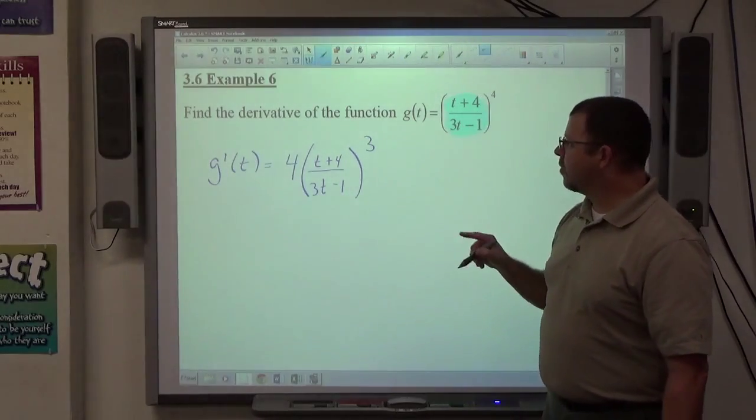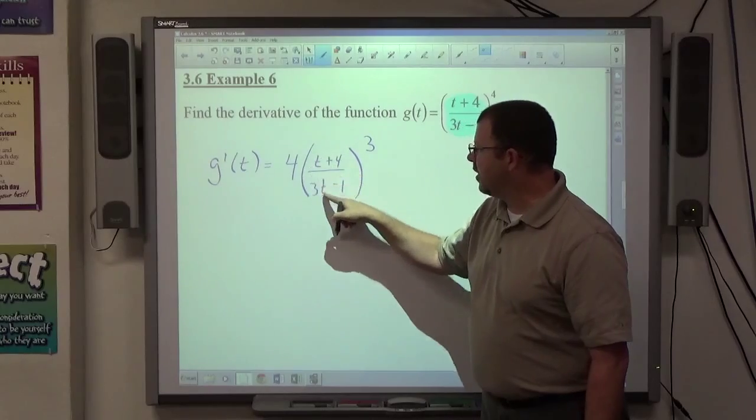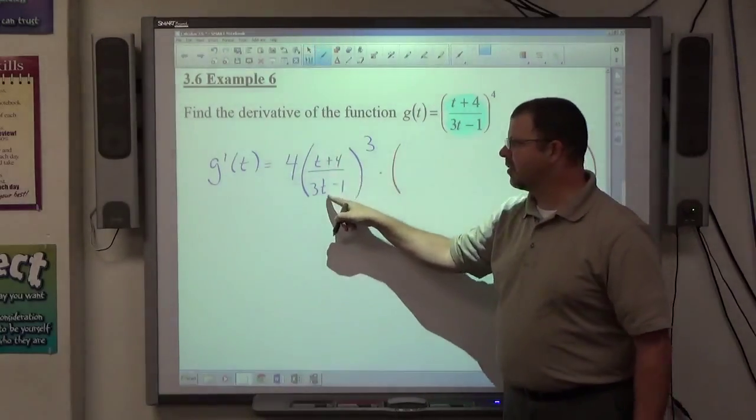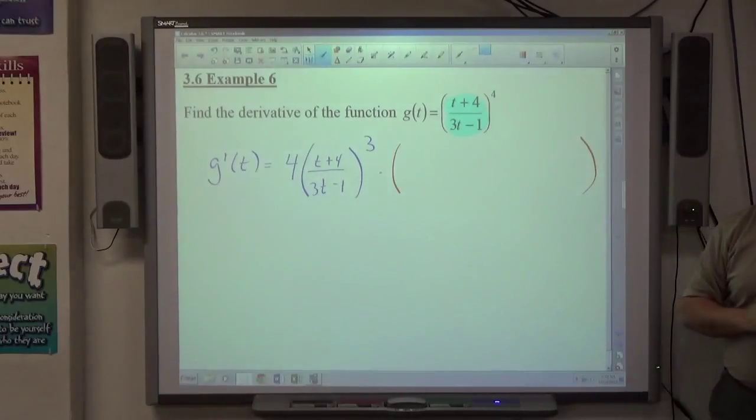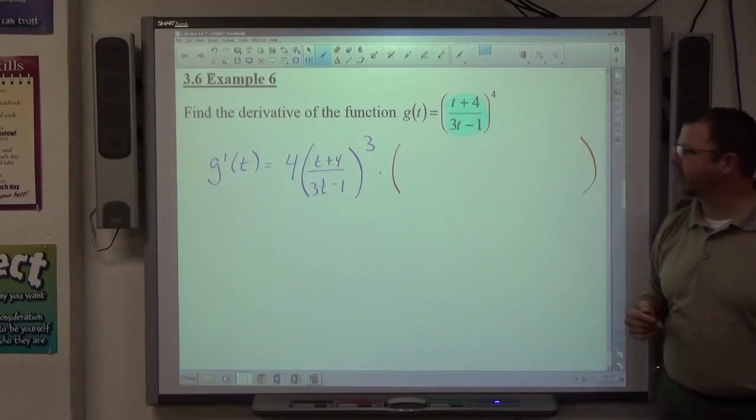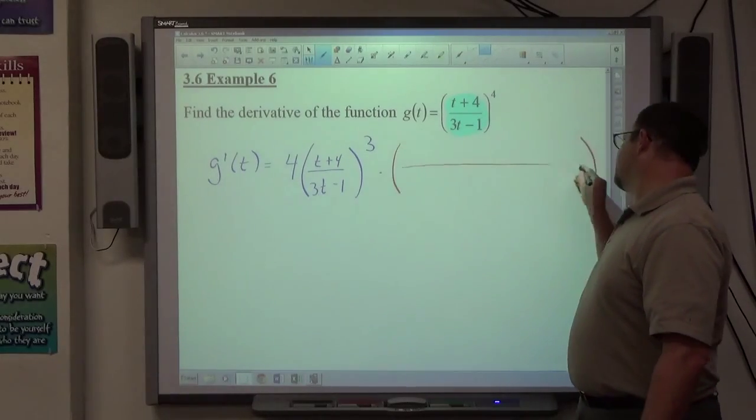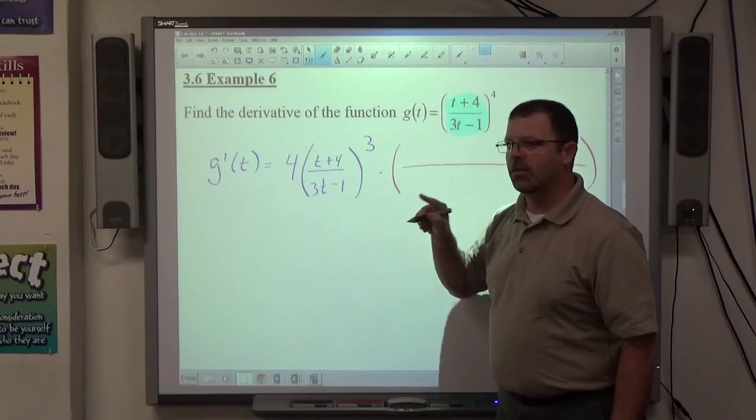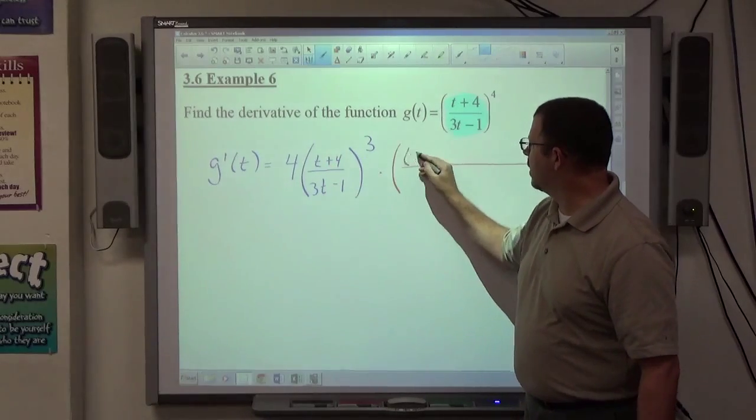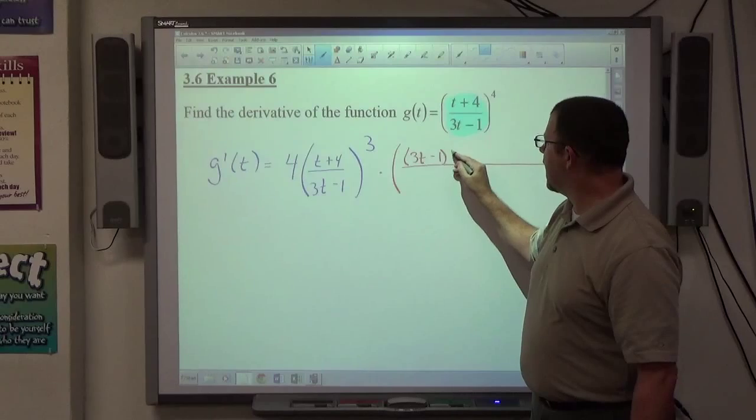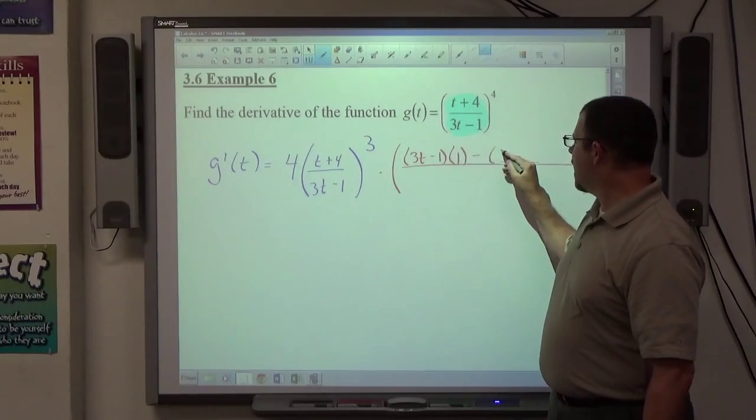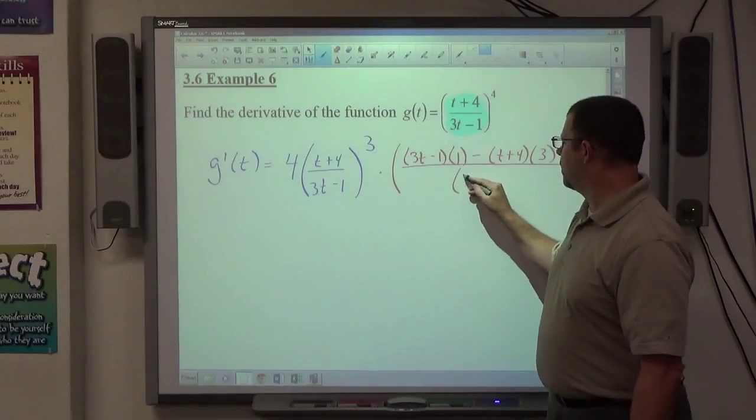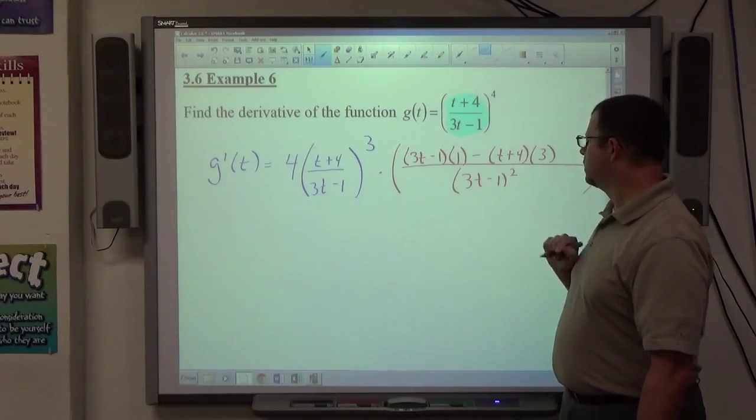And according to the chain rule, since we have something that isn't just t right here, we're then required to multiply by the derivative of this object. That object structure is a quotient, so the quotient rule is necessary to differentiate. So, make my big fraction bar here. Quotient rule says low d high minus high d low over the square of what's below. So low, 3t minus 1, d high, 1, minus high, t plus 4, d low, 3, over the square of what's below, 3t minus 1 squared.